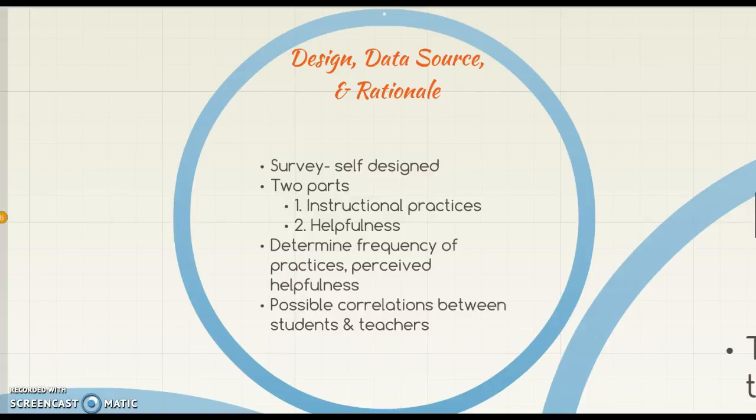The data collected allowed for a mean frequency to be calculated for each of the instructional practices. It also allowed for a mean to be calculated for the perceived helpfulness for each instructional practice. By having both teachers and students complete the survey with corresponding questions, a Pearson's correlation was able to be used. The Pearson was also able to be used because the data met the assumptions required for the correlation.